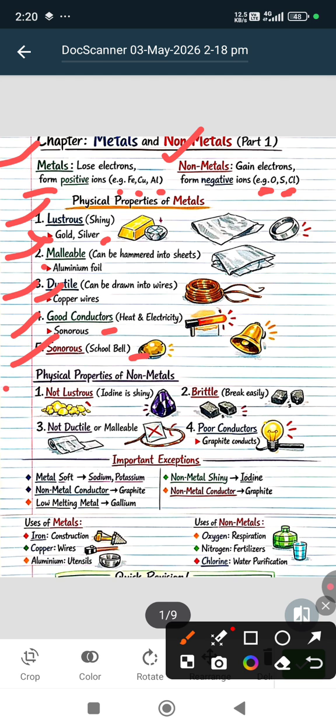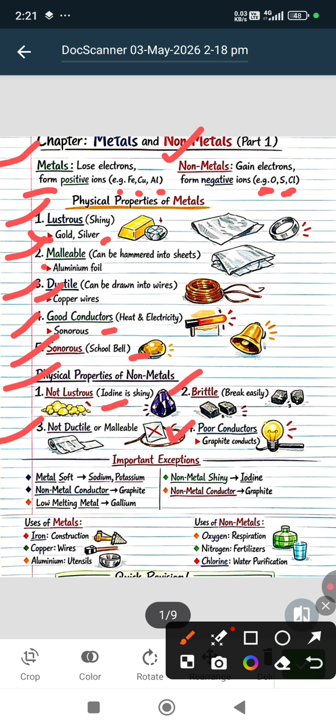Physical properties of non-metals. Number 1, non-lustrous. Non-metals are non-lustrous, unlike metals. Example: the only non-metal which is shiny is iodine. Number 2, brittle. Non-metals are brittle, means they break easily. Number 3, non-ductile and non-malleable. We cannot convert them into a sheet like metals.